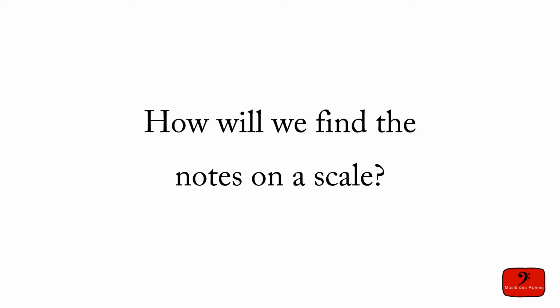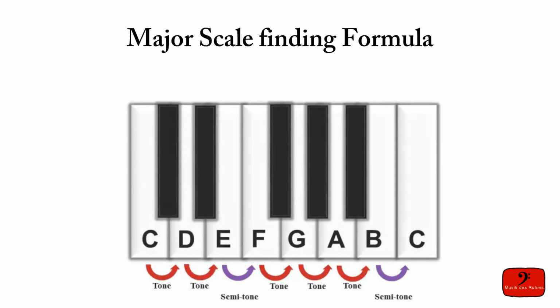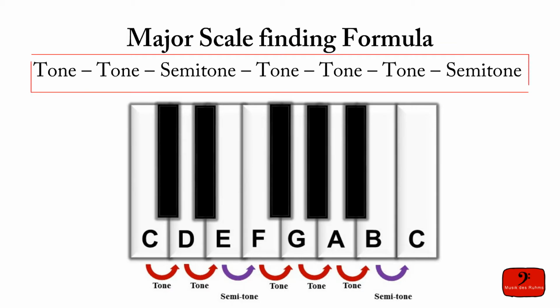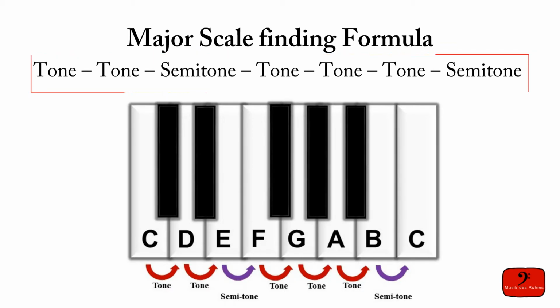I have a doubt. You said there are 12 notes, and a scale depends on the first note of a scale. So, how will we find the notes on a scale? You can use the major scale finding formula. The formula is tone, tone, semitone, tone, tone, tone, semitone.